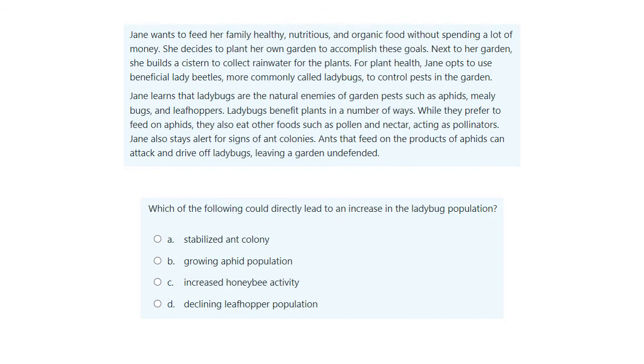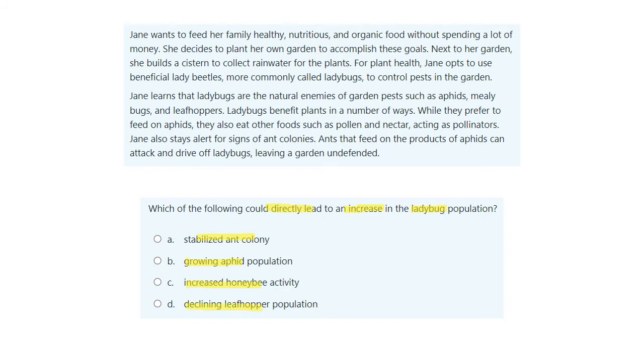Which of the following could directly lead to an increase in the ladybug population? So we want to have a direct effect. We want to increase the ladybugs. The options are stabilizing the ant colony, growing the aphid population, increasing the honeybees, or declining the leafhopper.